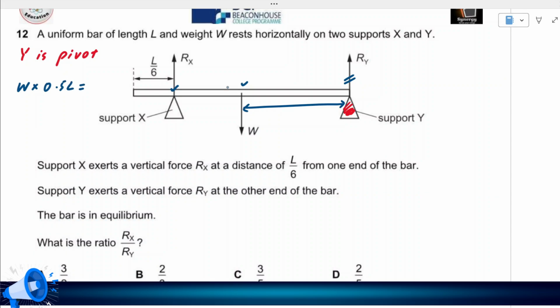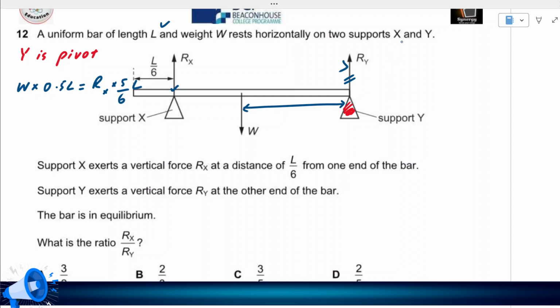The second force would be Rx times the perpendicular distance of that force from that pivot. The total is L. On the left side you have L by 6. So the leftover is 5L by 6. You can subtract it on the calculator. You can use fraction and write this one: 1 minus 1 over 6. You'll be getting 5 over 6. So this is the first expression.